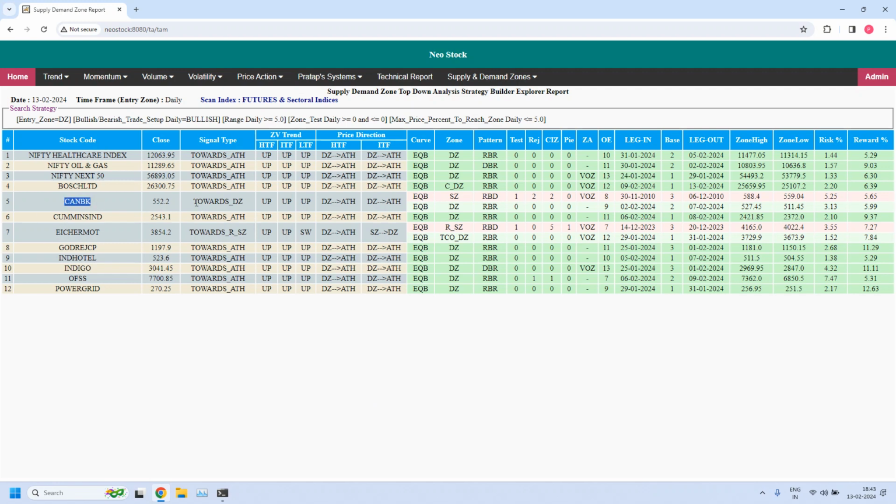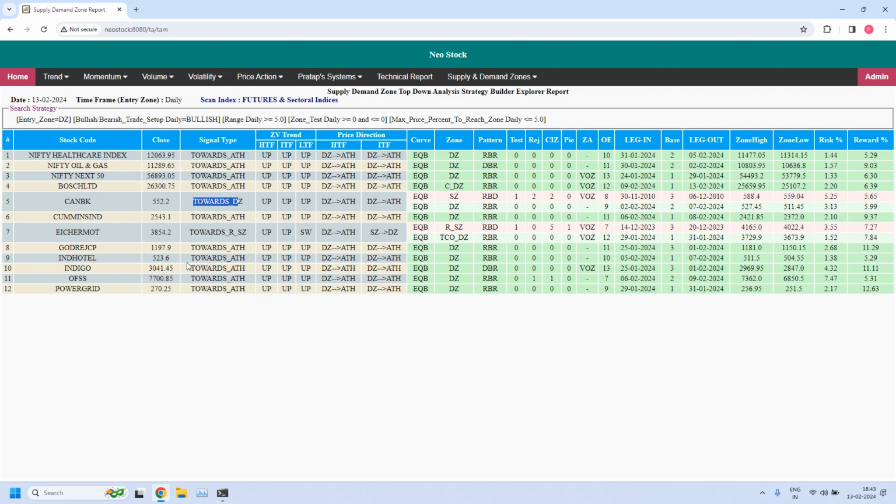Canara Bank is currently moving towards the demand zone, in terms of price direction. Remaining all are either moving to all-time high or towards the supply zone. The only stock moving towards the demand zone is Canara Bank. It doesn't mean we won't get an entry in the remaining stocks. It is possible. Sometimes stocks, what will happen?